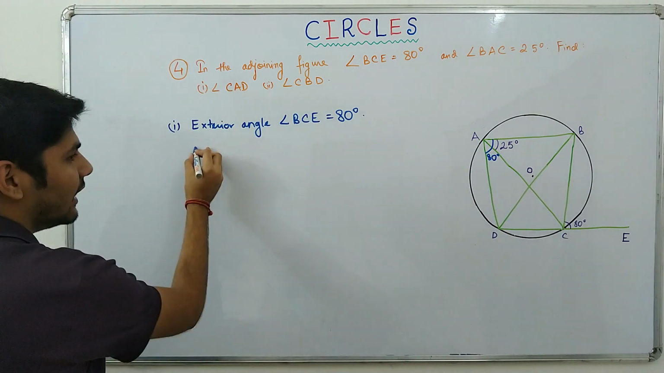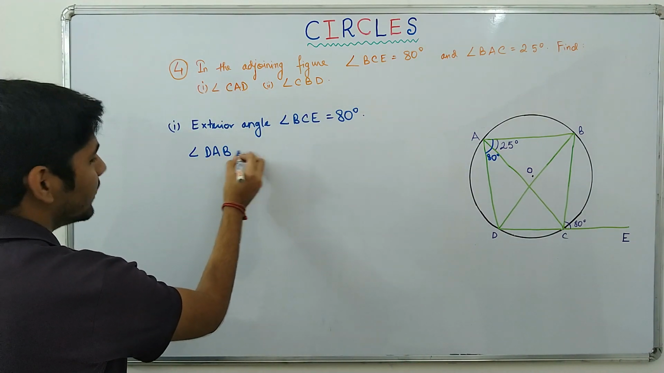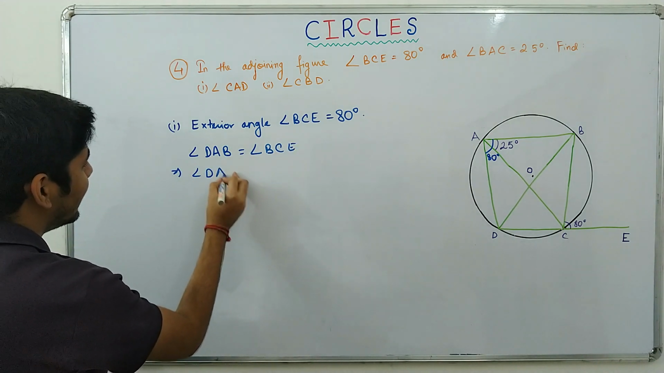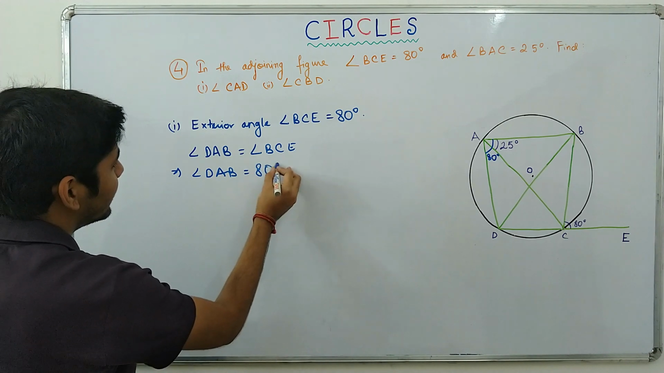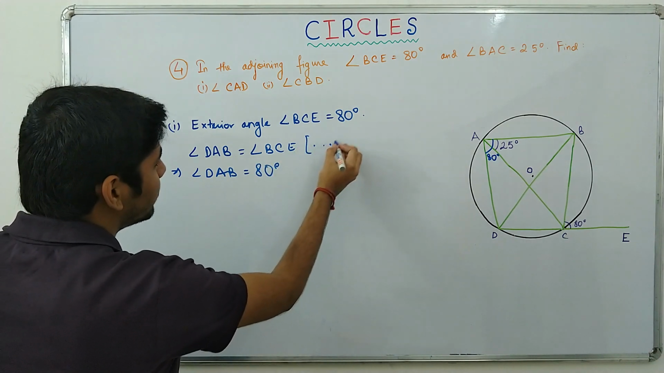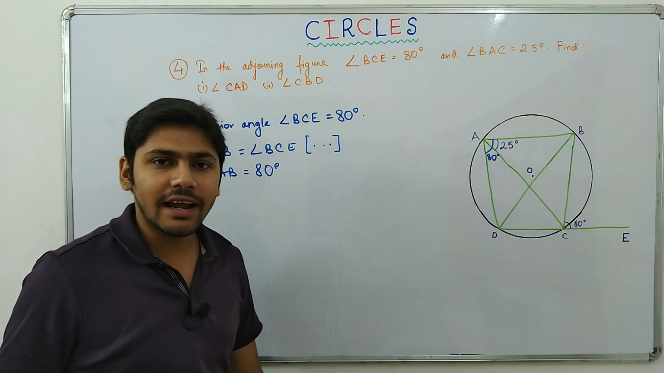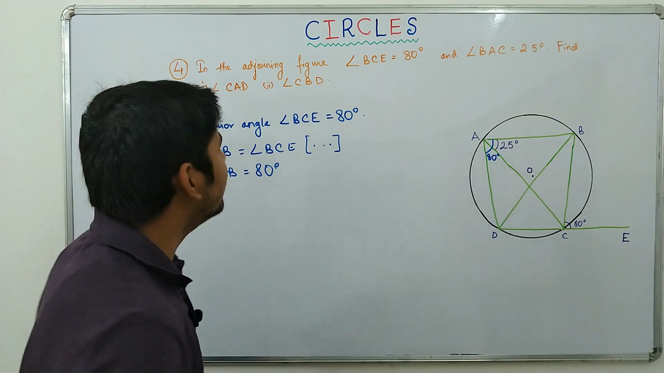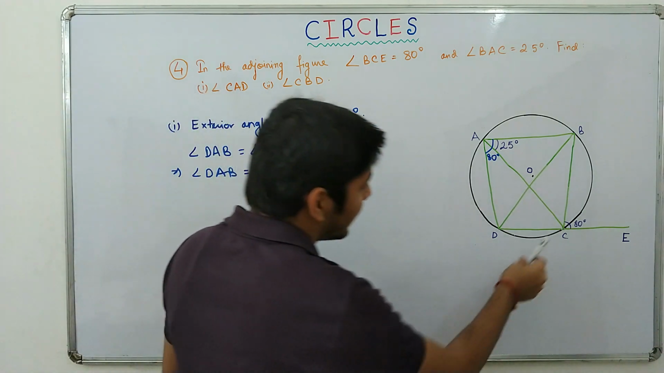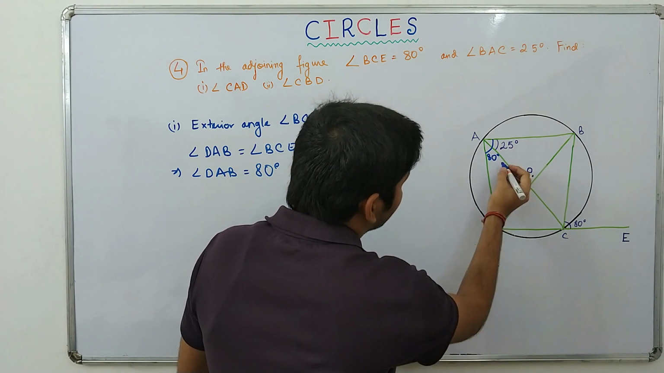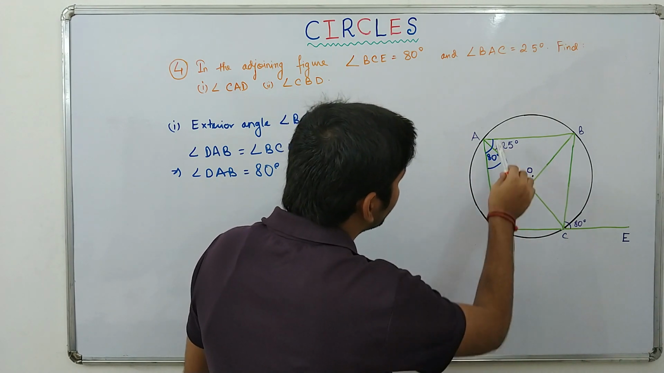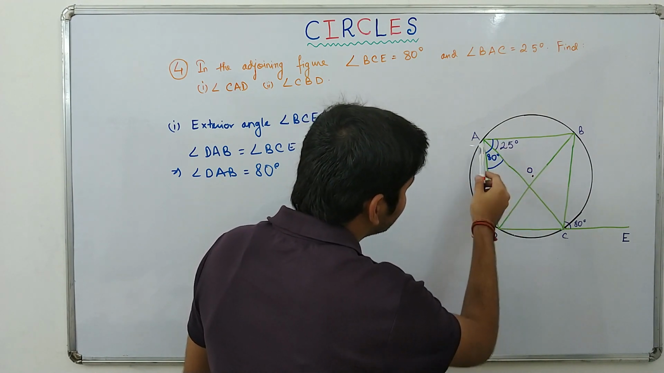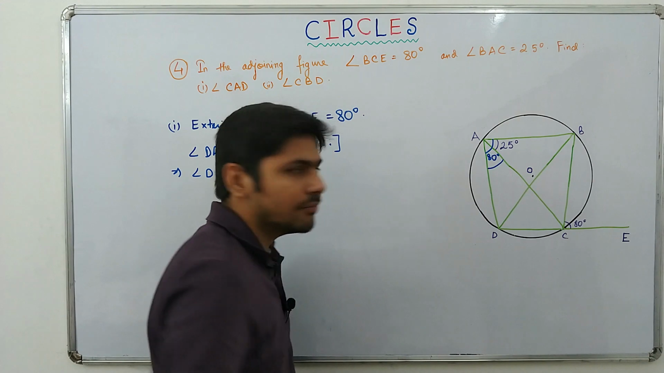So I'll write it down that angle DAB will be equal to angle BCE. So angle DAB is equal to 80 degree. And beside it I'll write the theorem that I used, that is an exterior angle of a cyclic quadrilateral is equal to the interior opposite angle. Now we have to calculate angle CAD, that means this angle. Now we know the whole thing is 80 degree and this over here is 25 degree. So angle CAD will be 80 degree minus 25 degree, as simple as that.